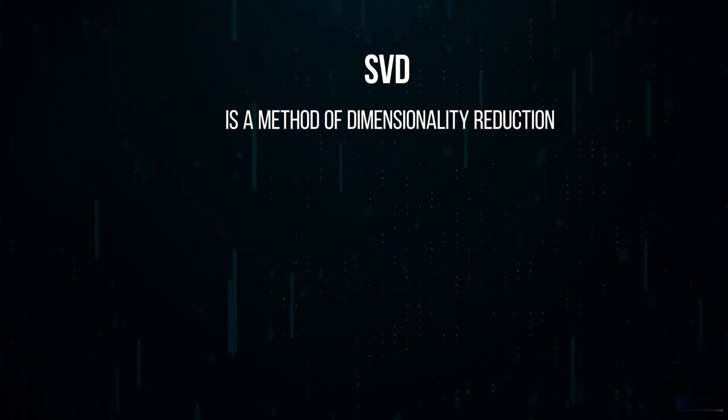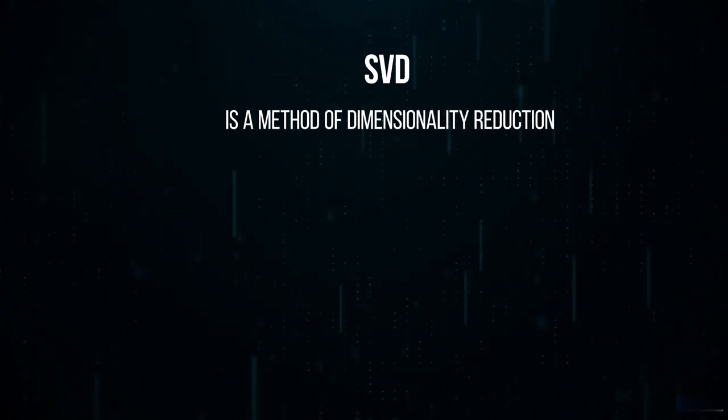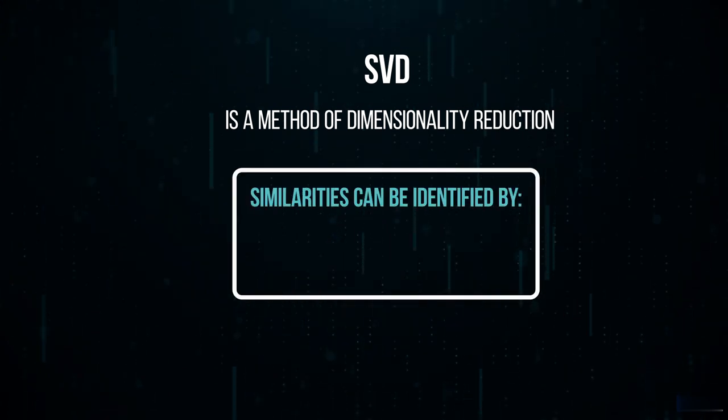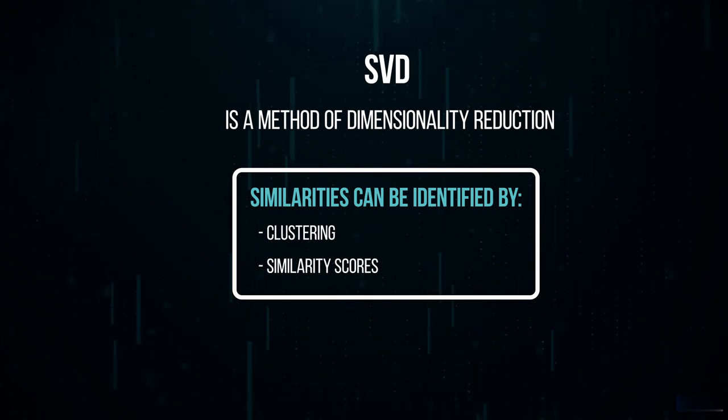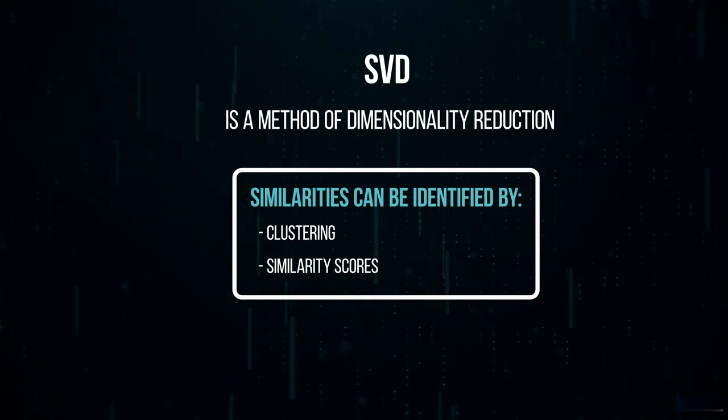SVD is a method of dimensionality reduction. The vectors can be used to identify similar words and documents via clustering and similarity scores. So let's see what this looks like and open up our notebook.